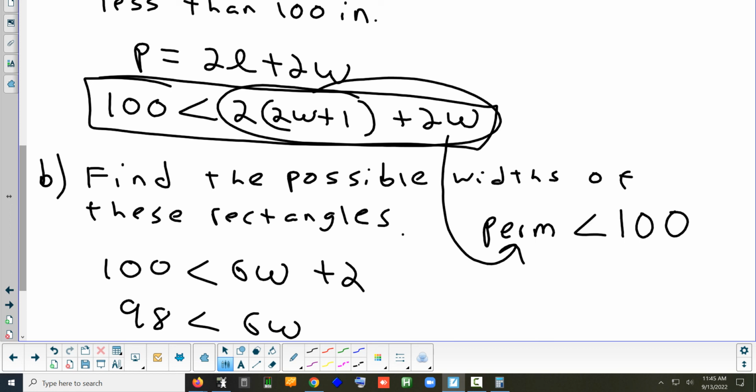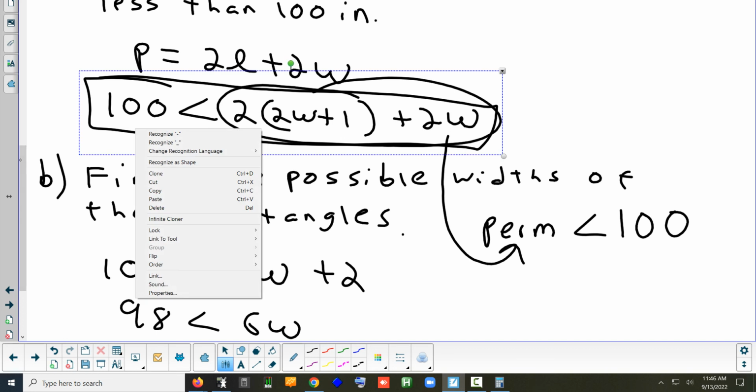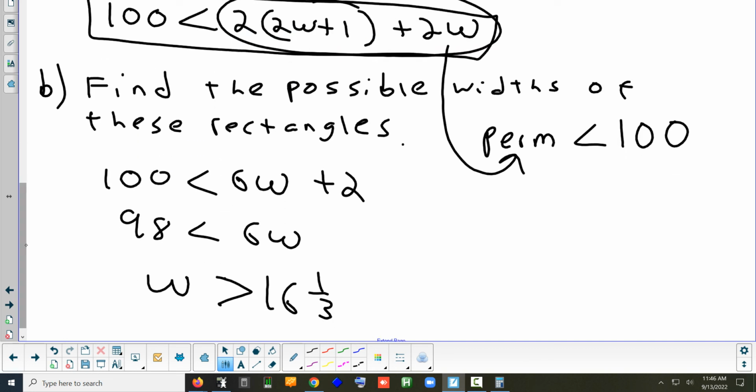So we have the right formula, but I had the inequality flipped. Right now I'm saying the perimeter is greater than 100. I don't want the perimeter greater than 100. I want the perimeter less than 100. So everything we did was right, but this should be flipped. So it should be pointing to the right. And right.